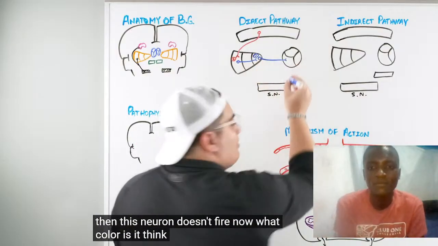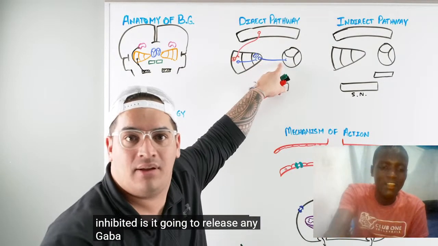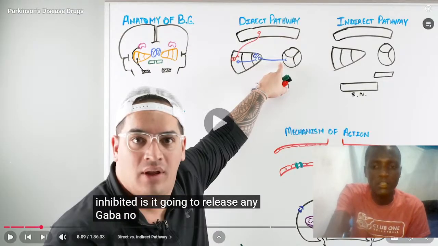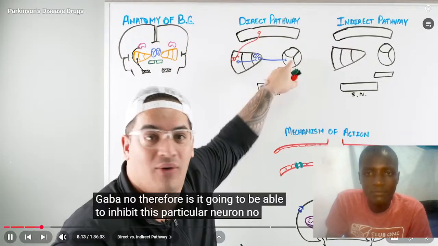Now, what color is it? Think about it. It's blue. So what does it release? GABA. If it's inhibited, is it going to release any GABA? No. GABA is an inhibitory neurotransmitter. Therefore, is it going to be able to inhibit this particular neuron? No. So now this neuron is released from inhibition.